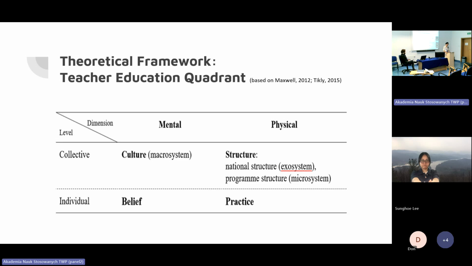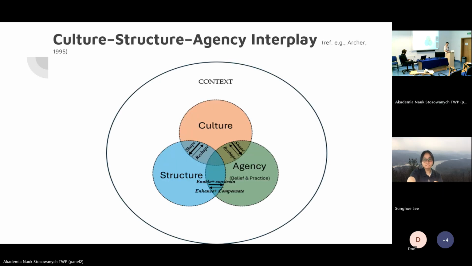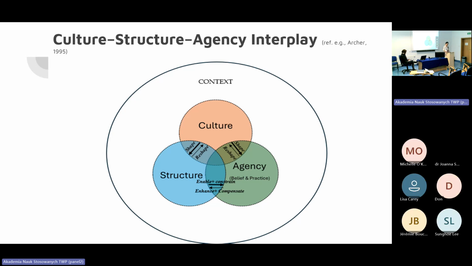This study adopts teacher competence as a conceptual lens and empirical anchor to explore what culture, structure, agency, and their interaction ultimately aim to influence in teacher education. Based on that teacher education quadrant and also drawing on Archer's morphogenesis cycles, a conceptual framework is developed to illustrate the interplay among culture, structure, and agency in teacher education.